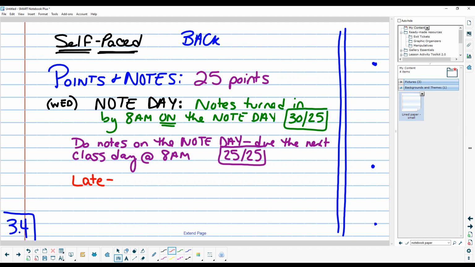If they're late, you get 20 out of 25. If they're late, anytime that week, up until Sunday night, 11:59 p.m., you will get 20 out of 25. Okay. After that Sunday, the whole next week, you get 15 out of 25.